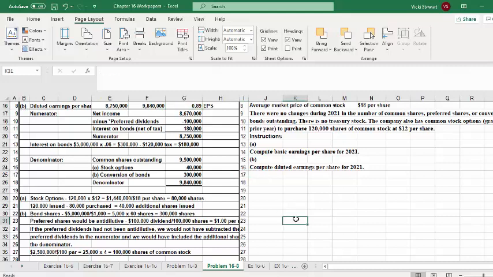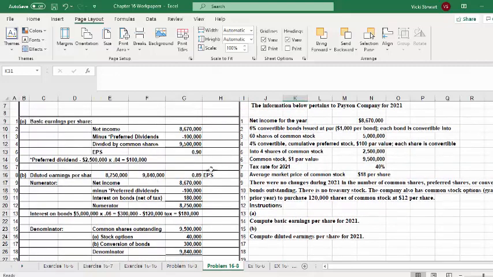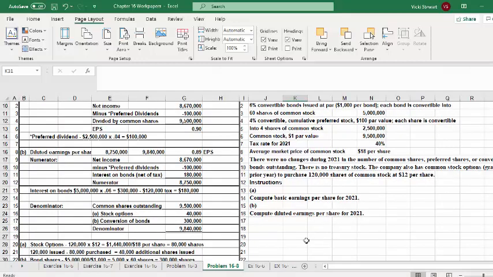So we have finished, and our diluted earnings per share, numerator divided by denominator that we calculated, is 89 cents instead of 90 cents. And that is the conclusion of the demonstration for problem 16-8b.